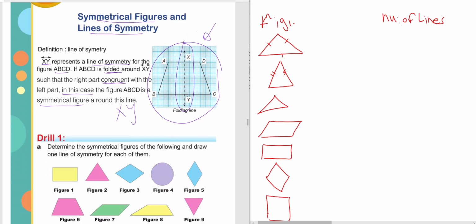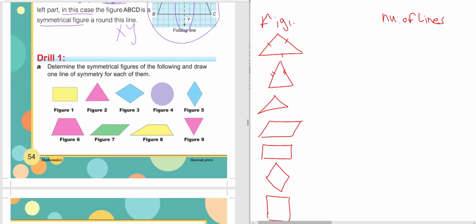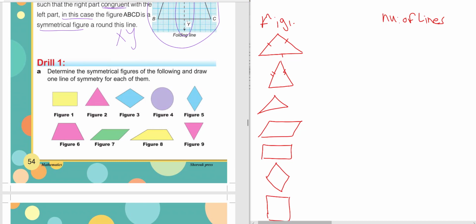Drill 1. Look at drill 1. Determine the symmetrical figures of the following and draw one line of symmetry for each one of them. Figure 1 symmetrical, and this is the line of symmetry. Figure 2 symmetrical, and this is the line of symmetry. Figure 3 also symmetrical, and this is the only line of symmetry.